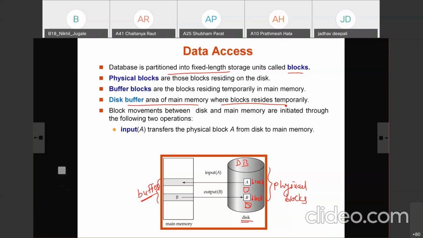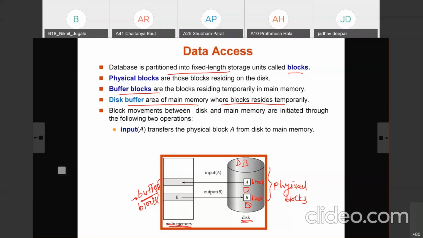The blocks which are stored in main memory are known as buffer blocks. So the blocks which are kept on the disk are known as physical blocks, and the blocks which are kept in the main memory are known as buffer blocks. Is it clear? That part we have already studied.